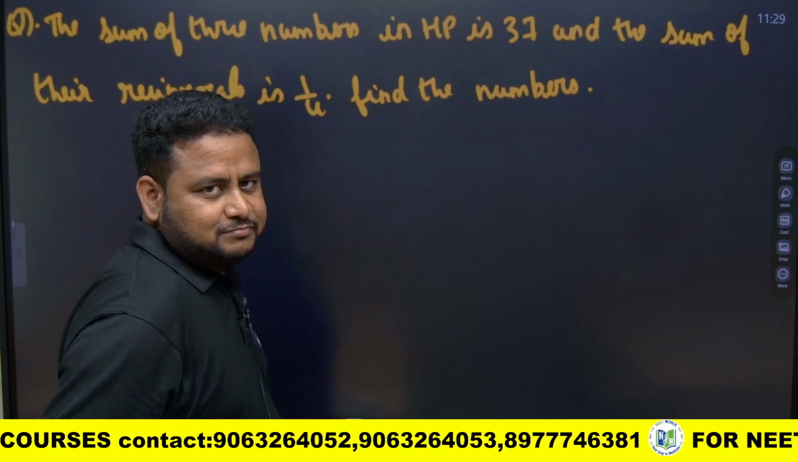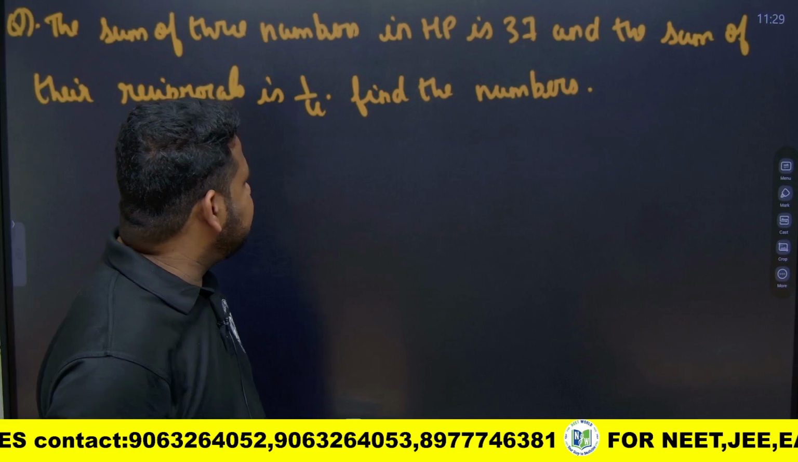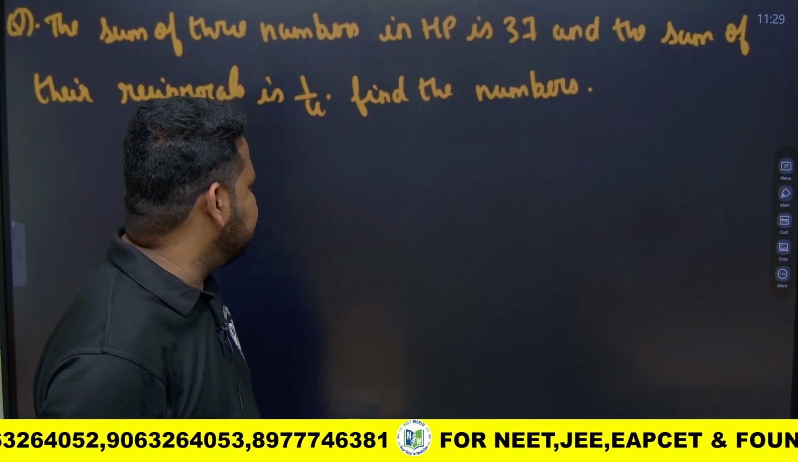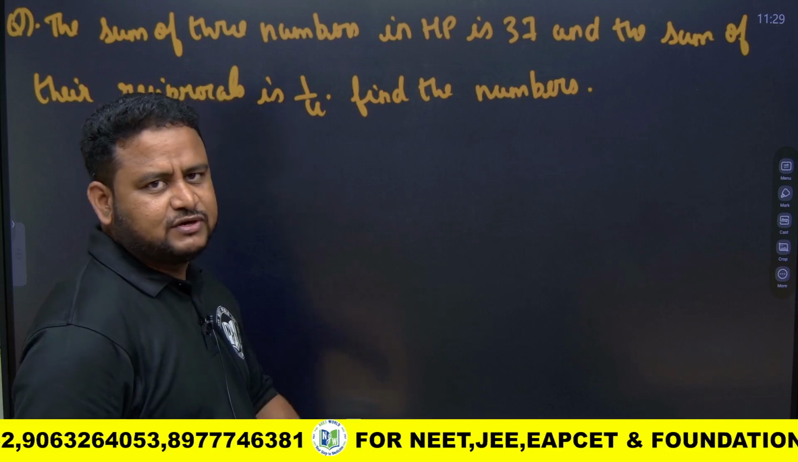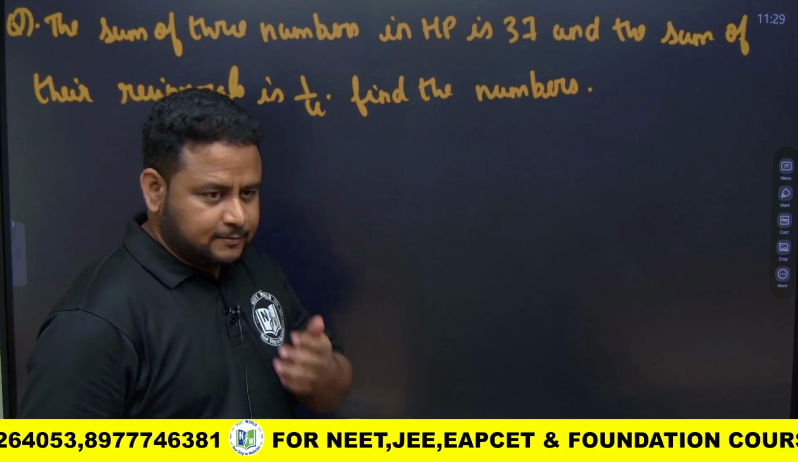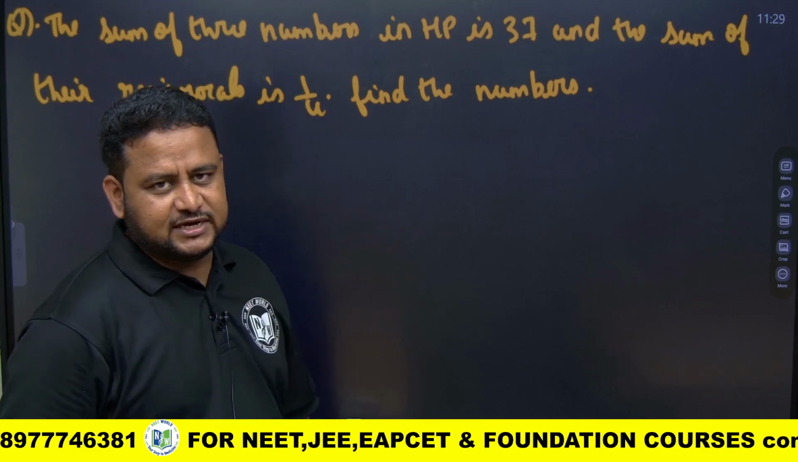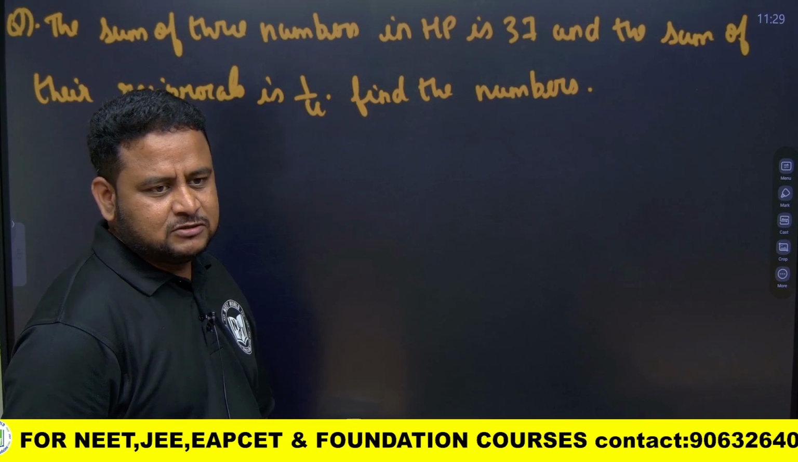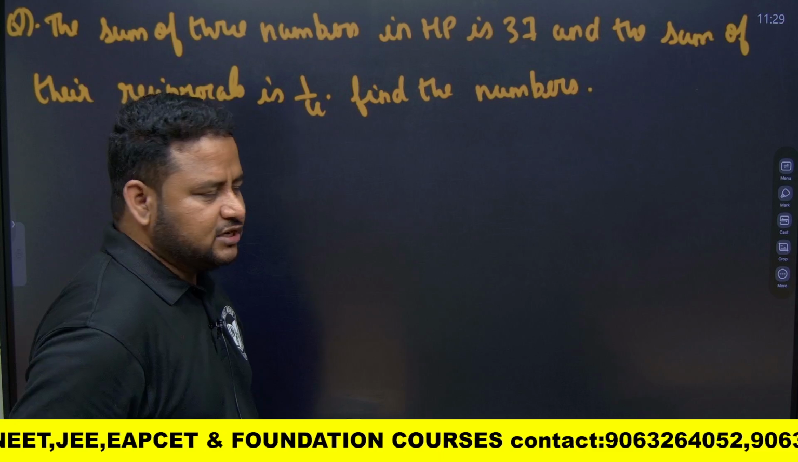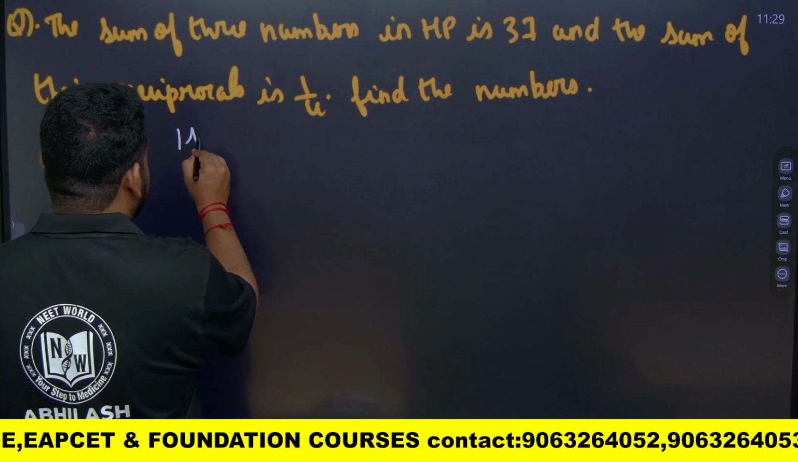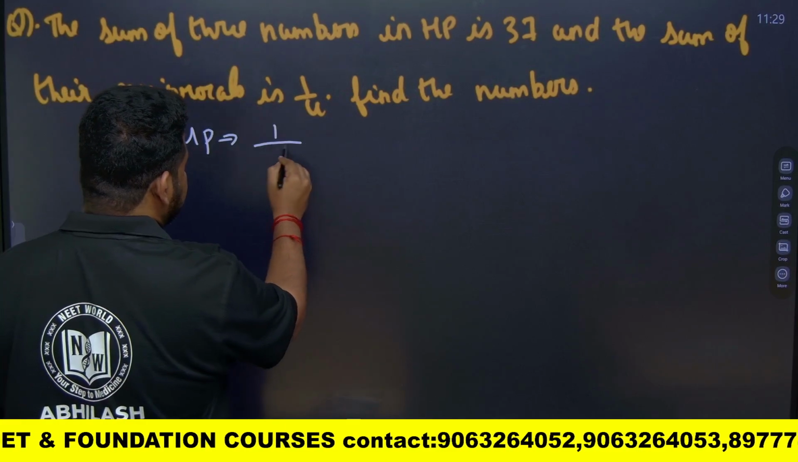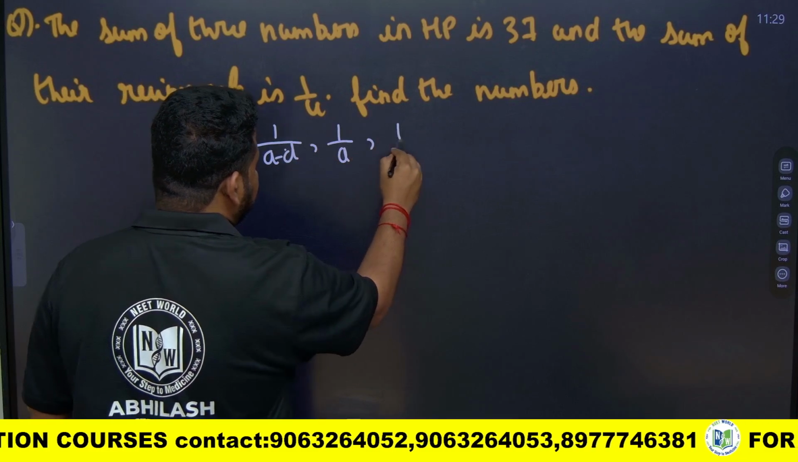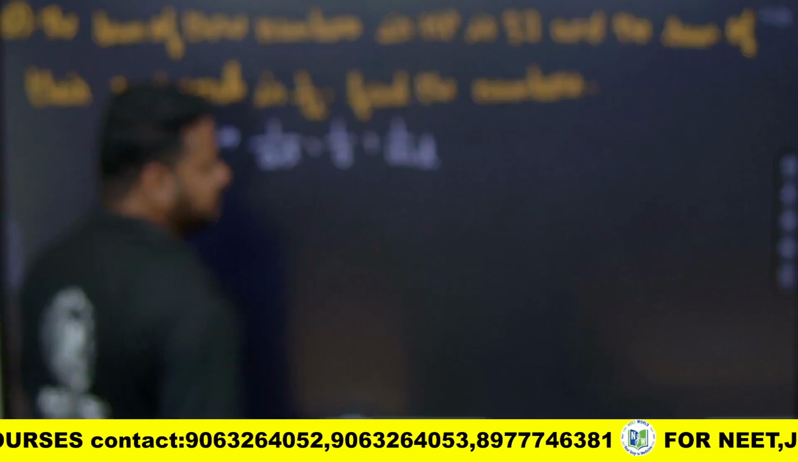Now look at this question. The sum of three numbers in HP is 37 and the sum of their reciprocals is 1 by 4. Find the numbers. So we have to take three numbers. In AP, we said three numbers should be taken as A minus D, A, A plus D. In HP, it is nothing but the reciprocal of AP. So let the three numbers in HP be 1 by A minus D, 1 by A, 1 by A plus D.